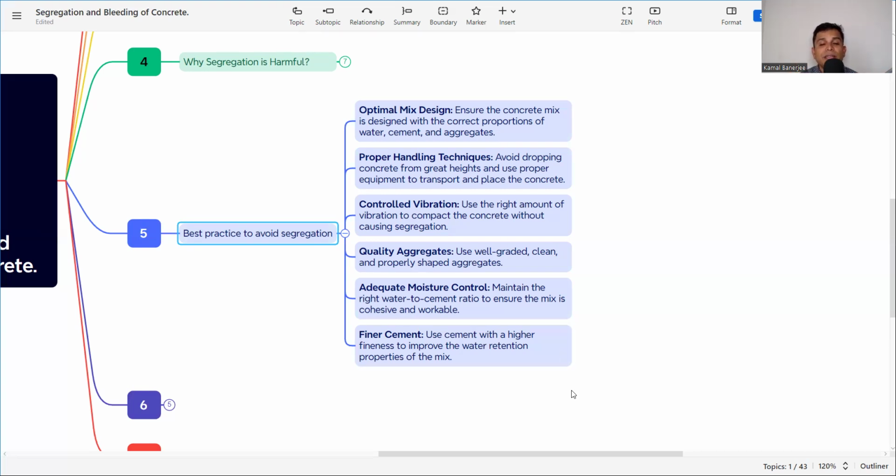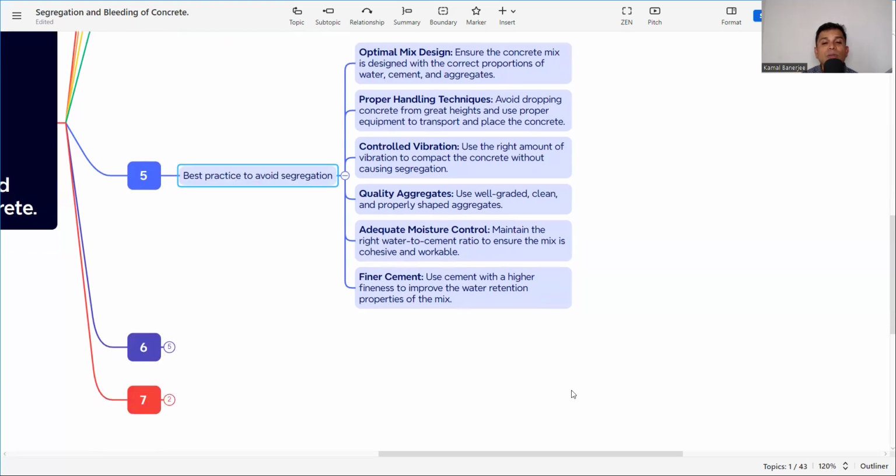Then finer cement. Use cement with a higher fineness to improve the water retention properties of the mix. That was already discussed. The fineness of the cement particles should be high, so that the binding property and the water retention property will be more, so that the cohesiveness or the intergranular particle forces will be more, and the particles will not separate from each other. So these are the best practices to avoid segregation.